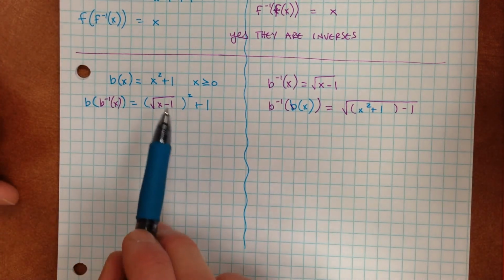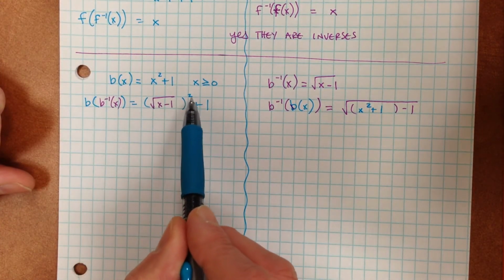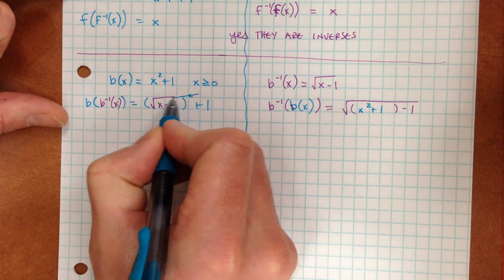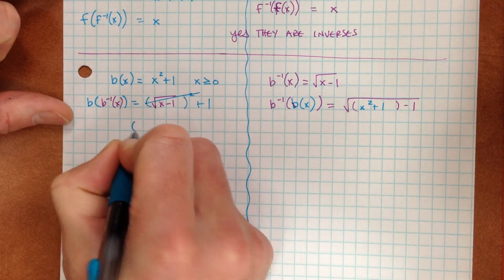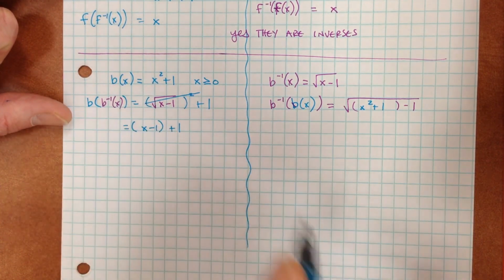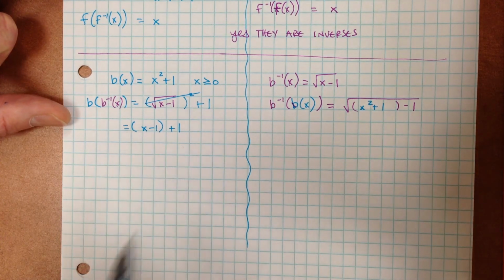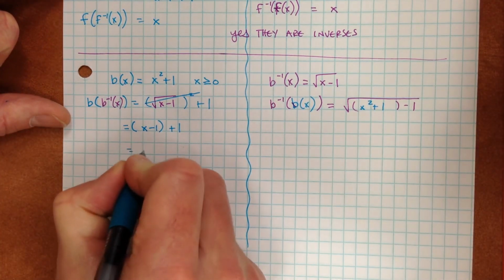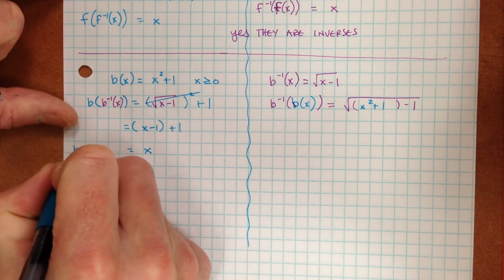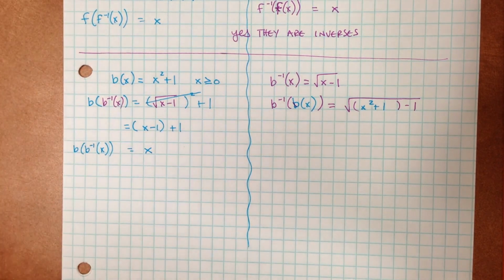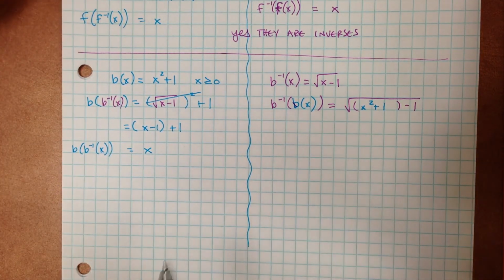All right, so let's come on over here. First, I'm squaring. So the square with the root will cancel each other out, and you would be left with x minus 1 plus 1. Well, those parentheses drop when you distribute that invisible 1. So minus 1 and plus 1 cancel out, and you have x. So b of b inverse of x equals x, halfway there. Now we're going to do the cleaning up over here.